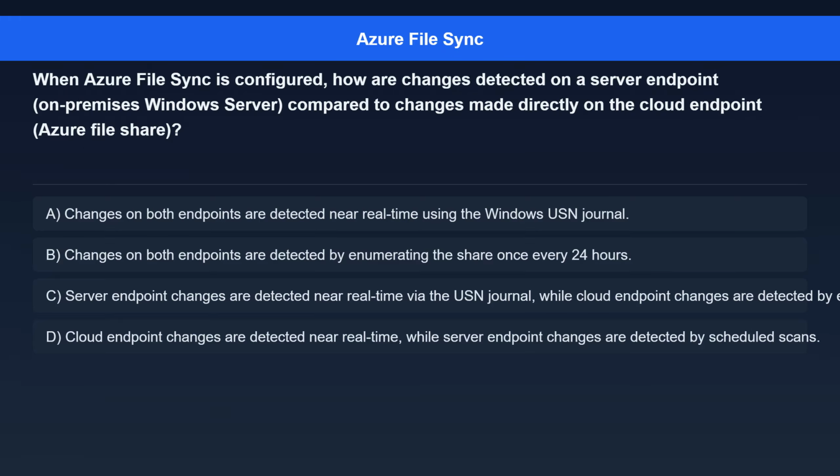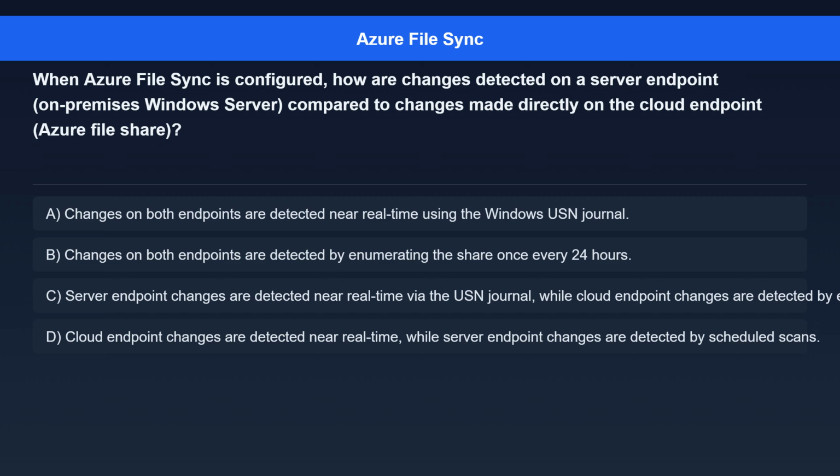Question 2. When Azure FileSync is configured, how are changes detected on a server endpoint, on-premises Windows server, compared to changes made directly on the cloud endpoint, Azure File Share? Option A. Changes on both endpoints are detected near real-time using the Windows USN journal. Option B. Changes on both endpoints are detected by enumerating the share once every 24 hours.